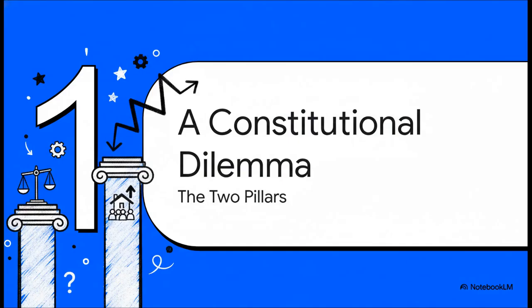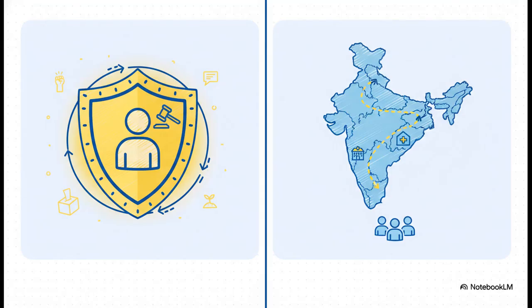This whole conflict really boils down to two key parts of the Constitution. Think of them as two massive pillars that are almost always in a state of tension with each other. We're talking about fundamental rights on one side and the directive principles of state policy on the other. Okay, so on one hand, you've got your fundamental rights. These are like your personal shield, right? They're legally enforceable. You can actually go to court to protect them. They're all about protecting you, the individual.